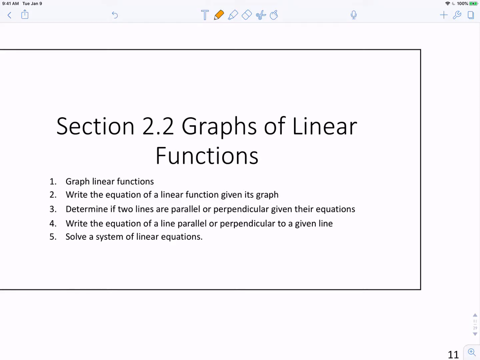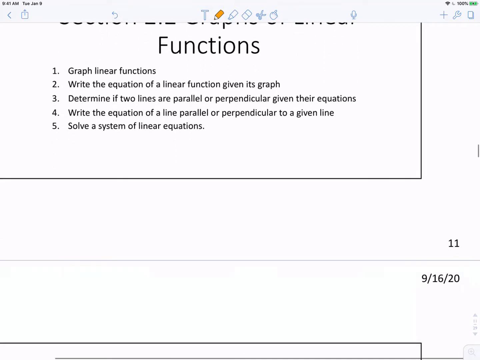Section 2.2, Graphs of Linear Functions. So in this section, we'll graph linear functions, write the equation of a linear function given its graph, determine if two lines are parallel or perpendicular given their equations, write the equation of a line parallel or perpendicular to a given line, and finally solve a system of linear equations.